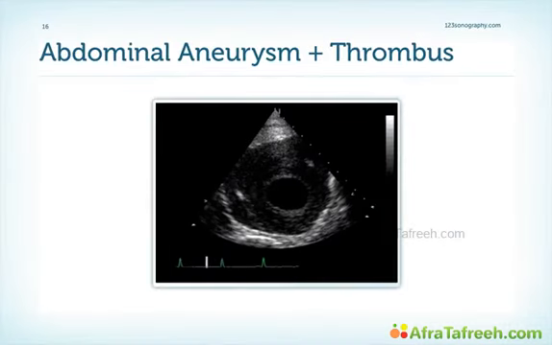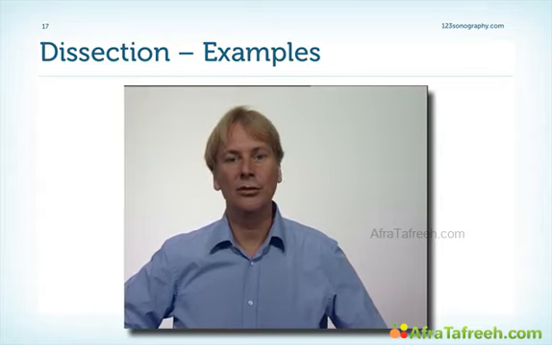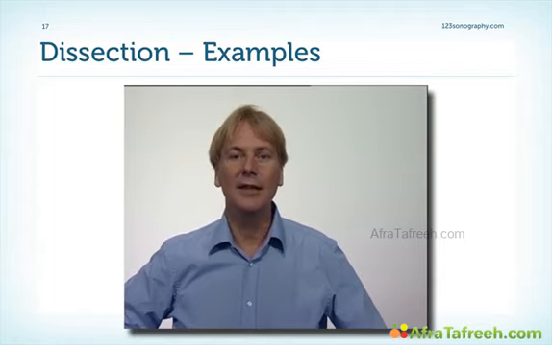And if we place the transducer on the abdomen and look at the abdominal aorta, we can sometimes even see aneurysms there. Here is such an example, a very large aneurysm with a thrombus and a central lumen. Now this concludes the case examples on dilatation and aneurysm. Next on our agenda are dissections.